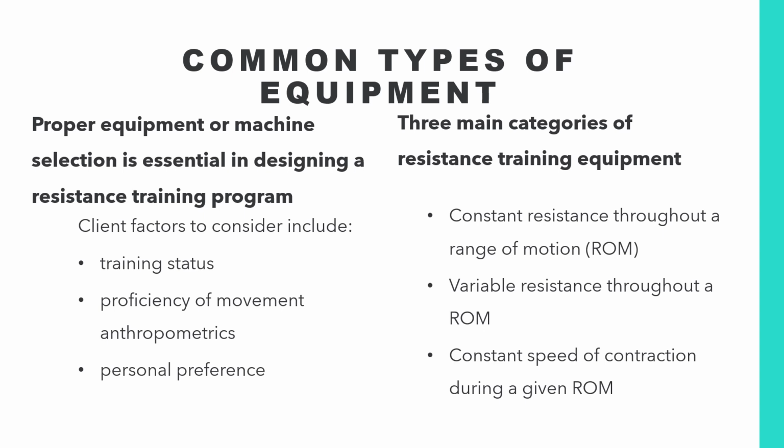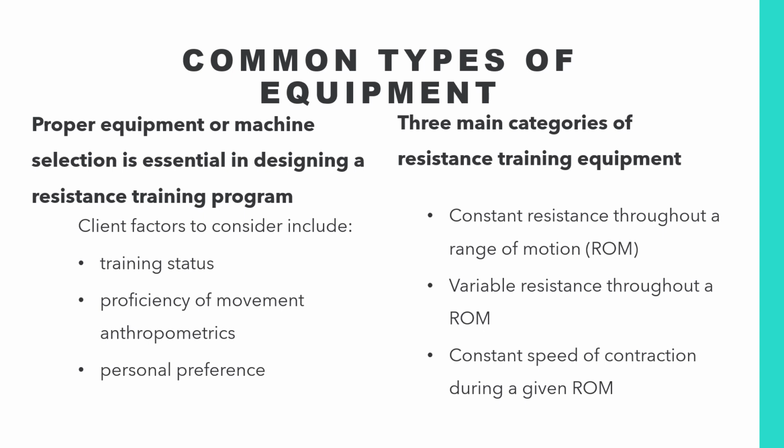Number one, training goals. Determine primary goals of the resistance training program. For example, if the goal is to build overall strength and muscle mass, free weights like barbells and dumbbells may be the best choice. If the goal is to target specific muscle groups or isolate certain movements, machines that provide a guided pathway can be more suitable.